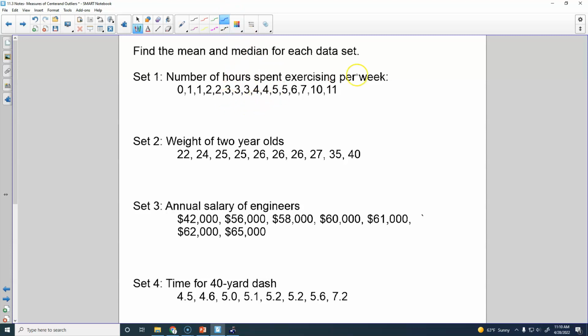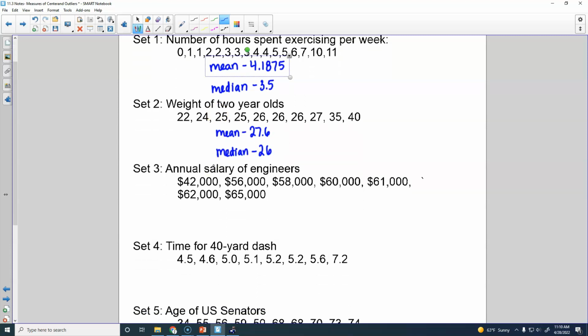So over here in the first row, what did you guys get for the mean? Okay, that's what I got too. What about the median? Good. All right, for 2, what did you guys get for the mean? 27.6. And median? Okay, that looks good. That's what I've got as well. All right, so copy these down for me.